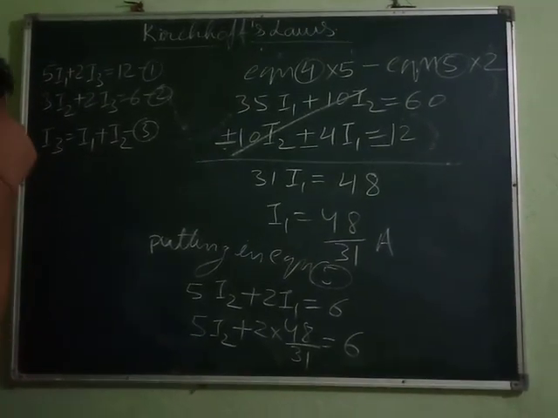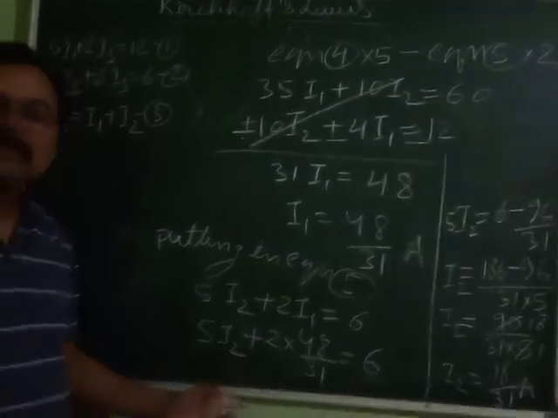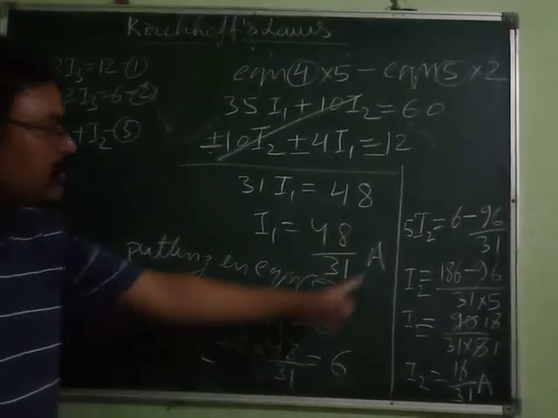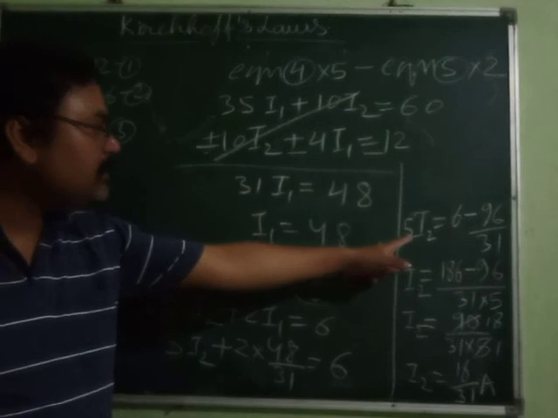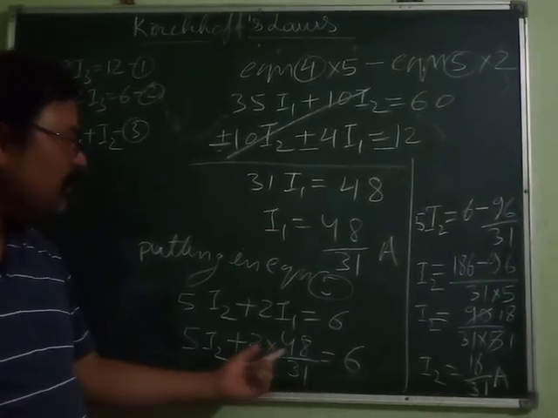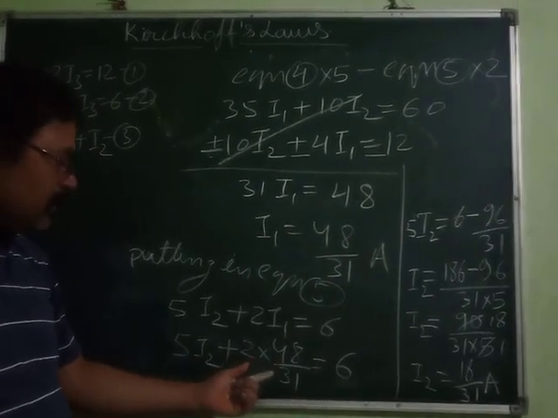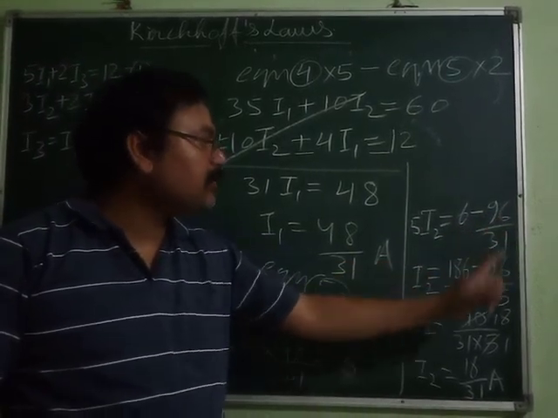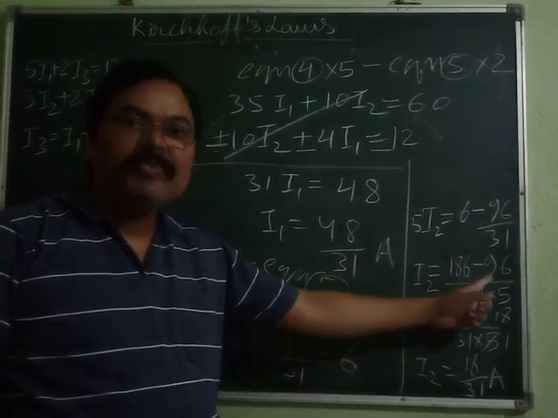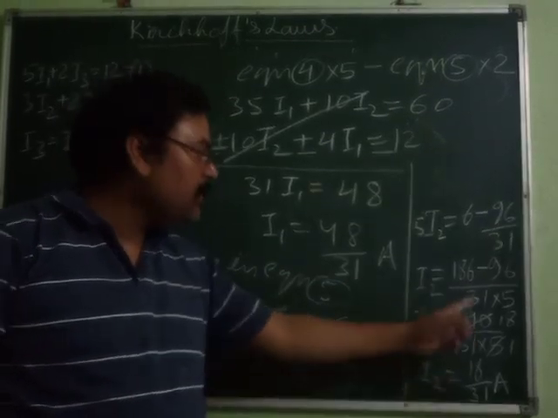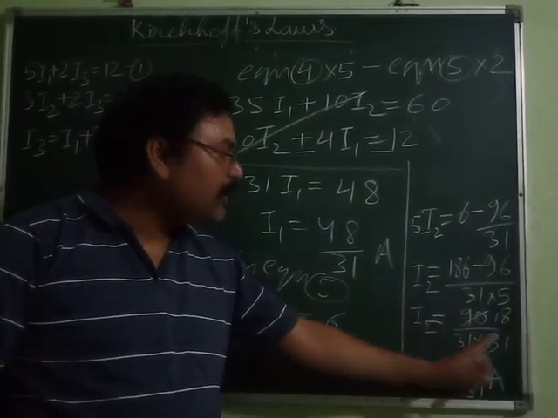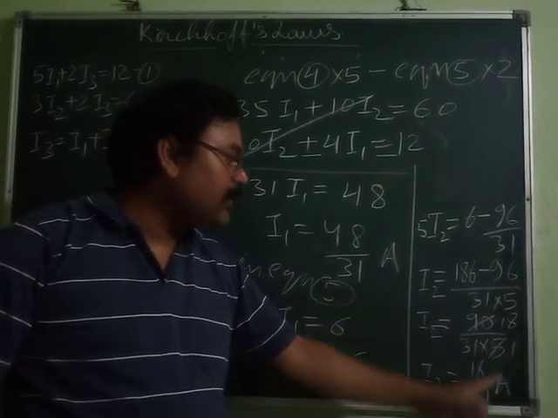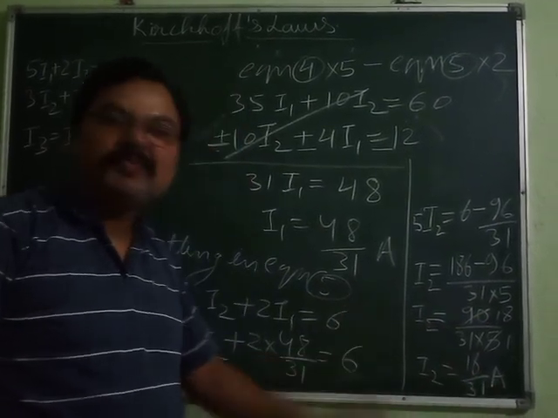What will we get? Just see. After this, we can solve for I2. 5 I2 as it is, 48 into 2 is 96, by 31, that we have taken to that side. 6 minus 96 by 31, LCM we have taken, 186 minus 96. We have got 90 by 31 into 5. This 5 has come here, so we can cancel it. We will get 18. So 18 by 31 ampere is I2.